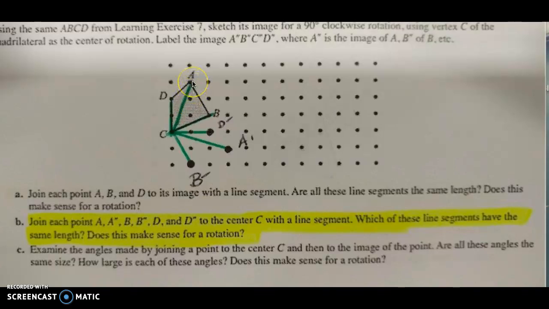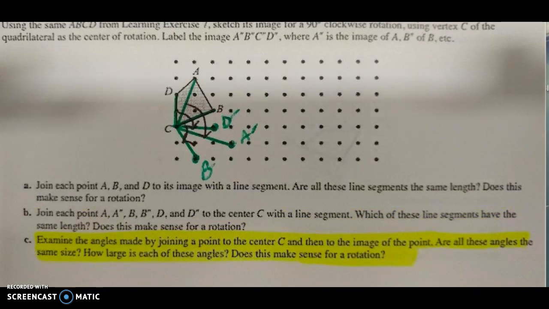So A to C is the same length as C to A prime, and D to C is the same length as C to D prime, and B to C is the same length as C to B prime. Those make sense, and they are the same length, and it makes sense for the rotation that they will be the same length as in the original, and you're just rotating them. They should be the same length in the corresponding image.